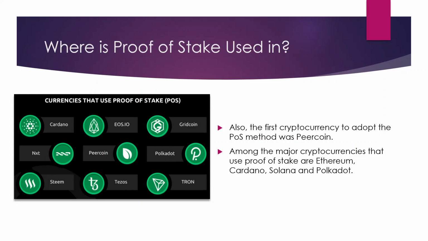Where is proof of stake used? You can see in the picture which currencies use proof of stake. It's like Cardano, Peercoin, Steem, Tron, Gridcoin. And the first currency to adopt the proof of stake method was Peercoin. Among the major cryptocurrencies that use proof of stake are Ethereum, Cardano, Solana, and Polkadot.